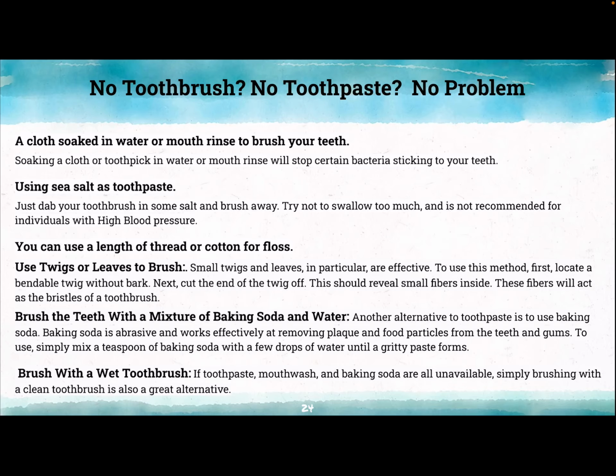Now we're going to talk about some alternatives. There are some situations where we need to use some oral self-care alternatives when we don't have handy a toothbrush, dental floss, or toothpaste. Alternatives such as clove soap in water or mouth rinse, length of thread or cotton instead of dental floss, as well as salt or baking soda can be used as substitutes of toothpaste. It is important to mention that salt is not recommended for those individuals that experience high blood pressure.